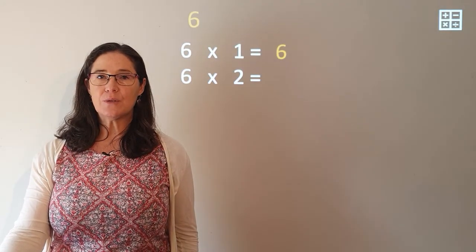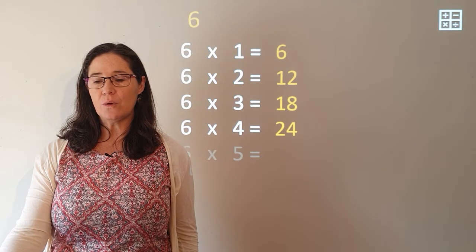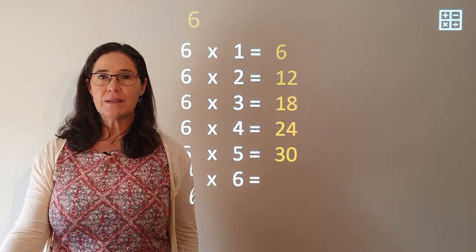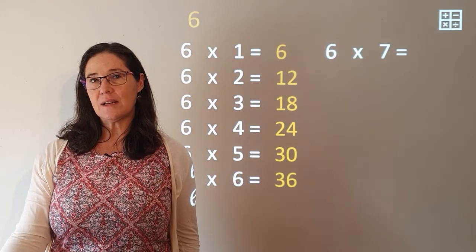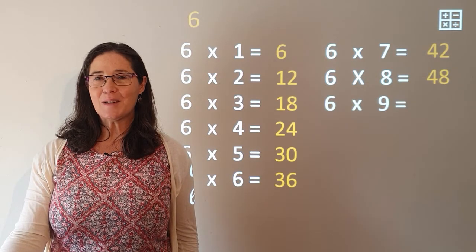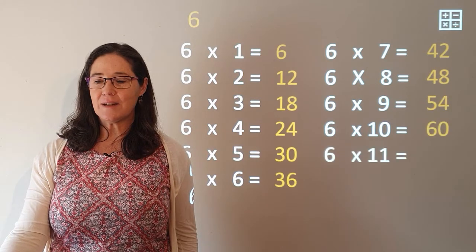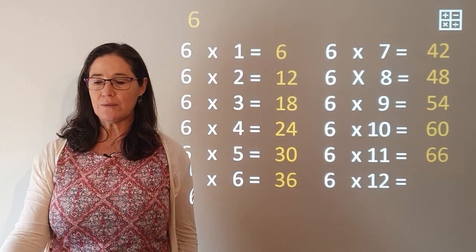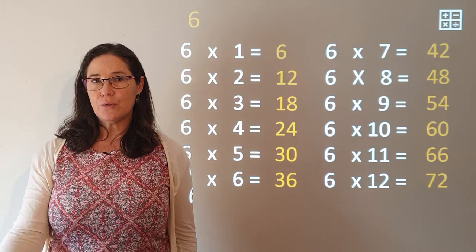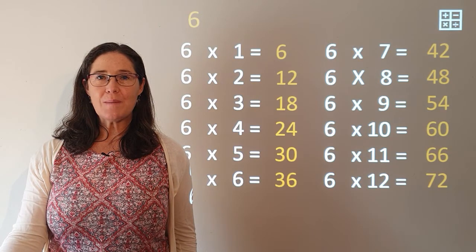Let's see how we go on our 6 times table. 6 times 1 is 6. 6 times 2 is 12. 6 times 3 is 18. 6 times 4 is 24. 6 times 5 is 30. 6 times 6 is 36. 6 times 7 is 42. 6 times 8 is 48. 6 times 9 is 54. 6 times 10 is 60. 6 times 11 is 66. 6 times 12 is 72. Do those over and over again because you need to know those automatically.